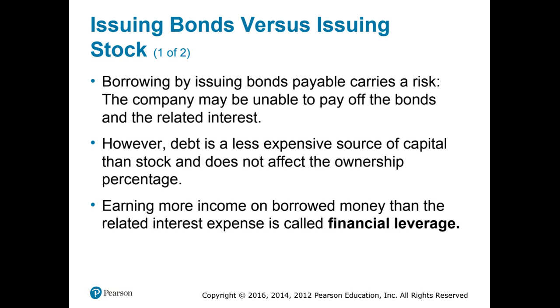So issuing bonds versus issuing stock. Borrowing by issuing bonds payable carries a risk. The company may be unable to pay off the bonds and the related interest. However, debt is a less expensive source of capital than stock, and it does not affect the ownership percentage. Earning more income on borrowed money than the related interest expense is called financial leverage.